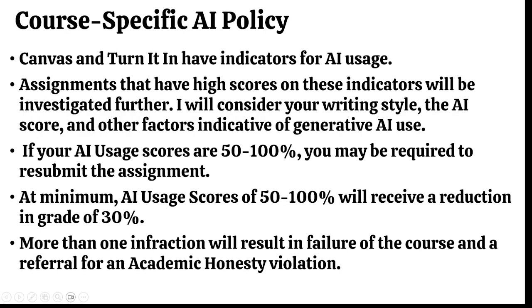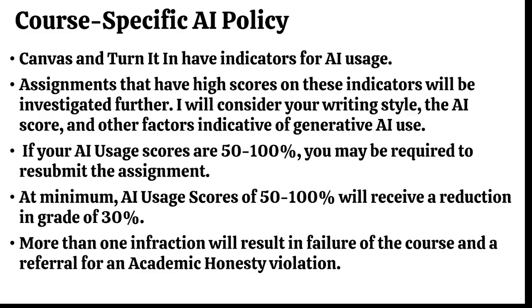Now, you are all familiar with Canvas and the Turnitin function in there, which includes an indicator for AI usage. Your assignment is going to be run through that every time. I'm going to consider your writing style, that AI score, and any other factors that might be indicative of generative AI use. If your assignment gives me a score of 50 to 100%, you may be required to resubmit the assignment. Now, I keep "may" in there because I do recognize that AI usage detectors are not perfect.